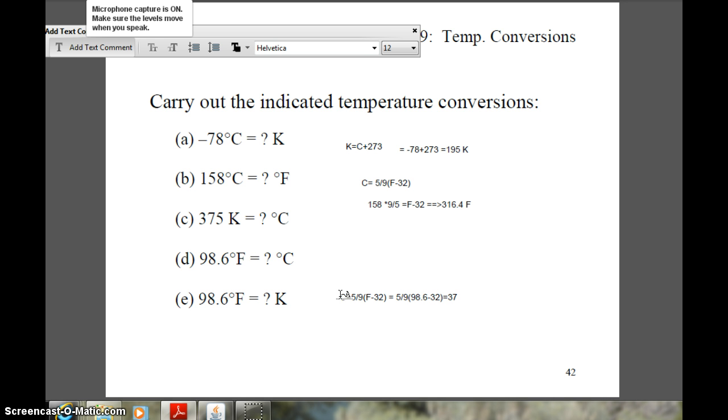So now when you want to convert that into Kelvin, you would simply add 273 to 37, and that would give you 310 Kelvin as your final answer.